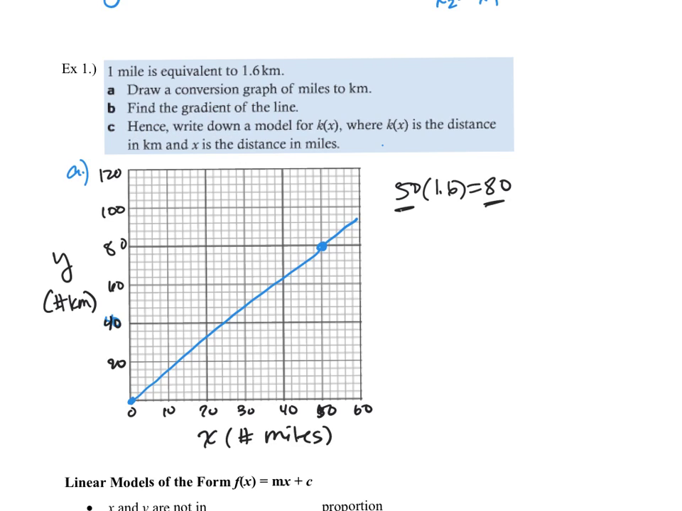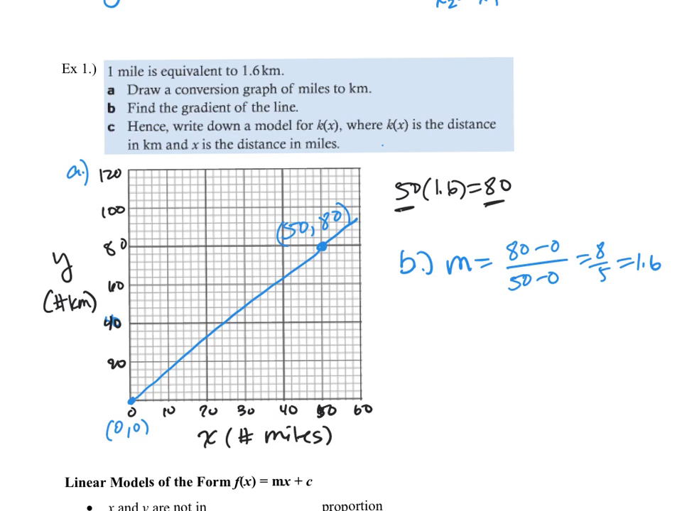Now part B says find the gradient of the line. Remember, when you see that word gradient, that means slope. So for B, we're just going to find the slope. We'll take the difference in y's. Let's just use these 2 points: the point 50, 80, and the origin, which of course has coordinates 0, 0. So my difference in y's would be 80 minus 0, and my difference in x's would be 50 minus 0, which is 8/5, and that is equal to 1.6.